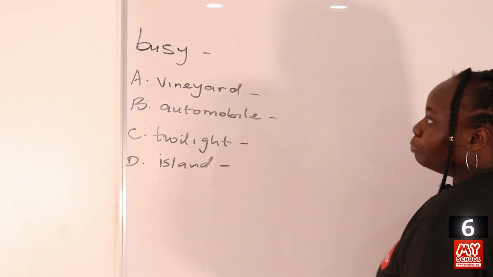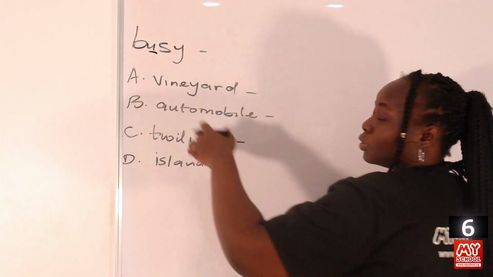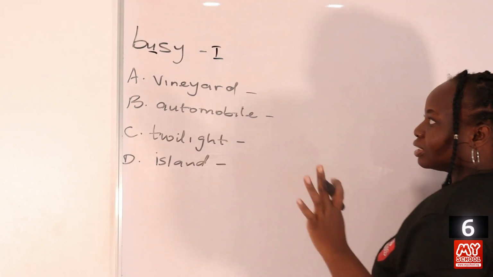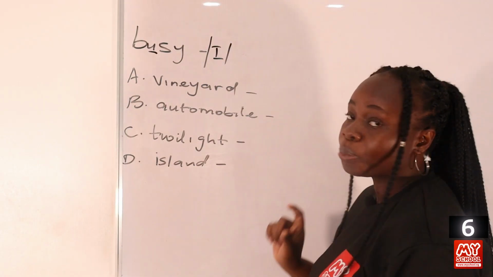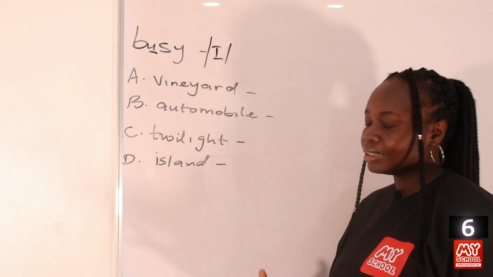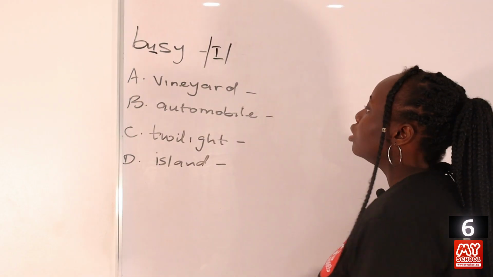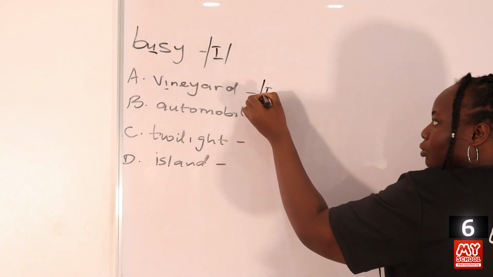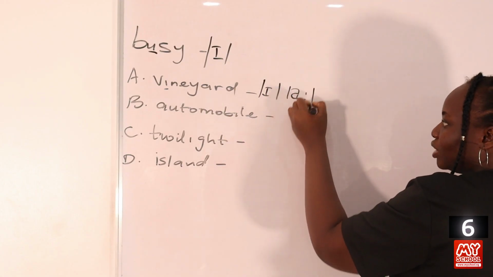All right, for the word busy, there are 2 vowel sounds there. This is the one we are focusing on. So we have the E sound for the first one. That is the one we are to focus on in this particular question. Then option A is pronounced as vineyard. Although we often pronounce it as vineyard, this is not the correct pronunciation. It is pronounced as vineyard. So this particular vowel is the E sound. And then the one we have here is the long R sound, vineyard.